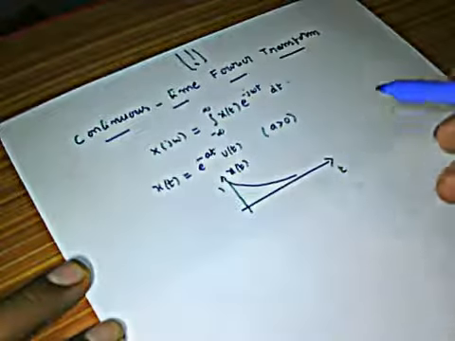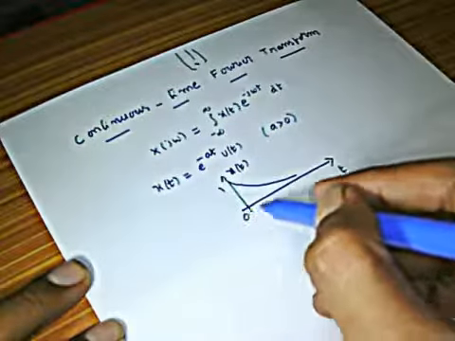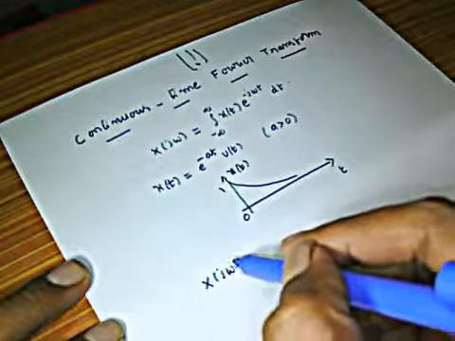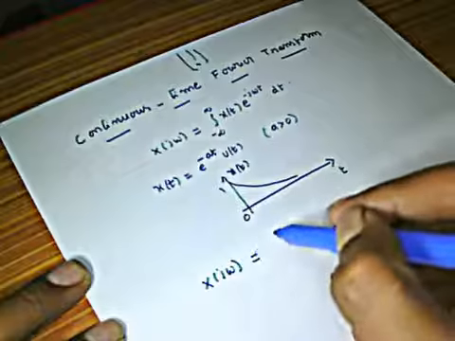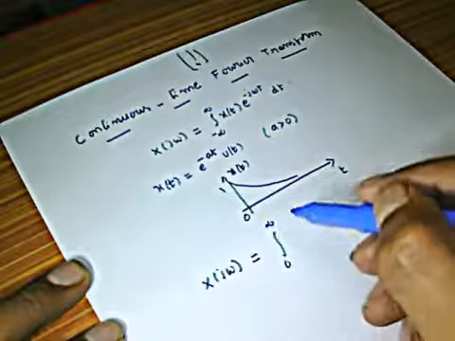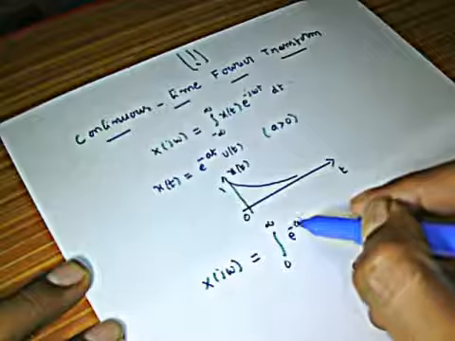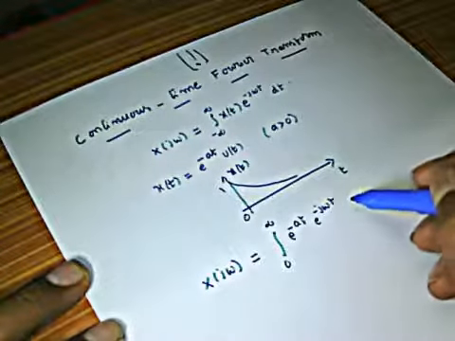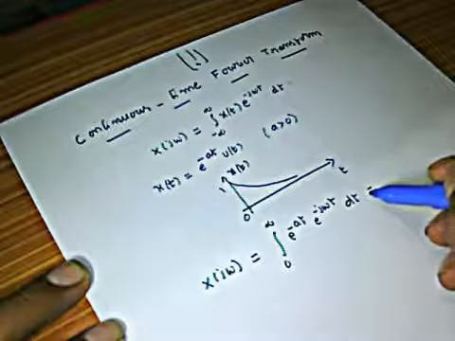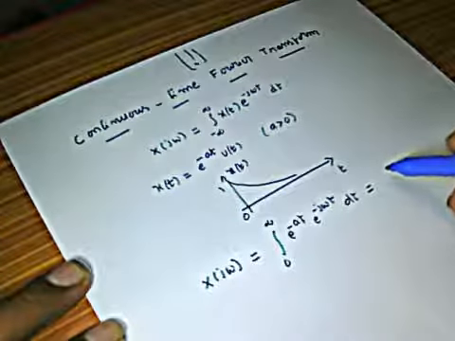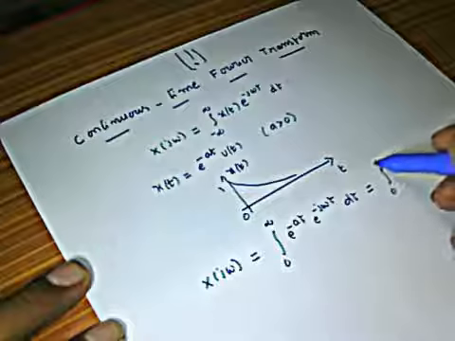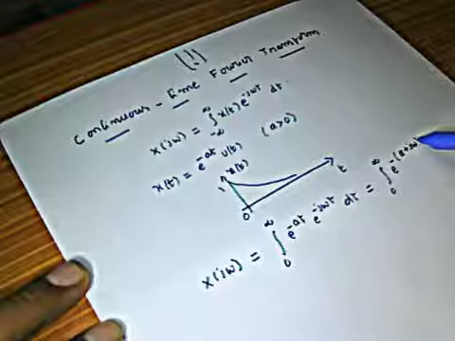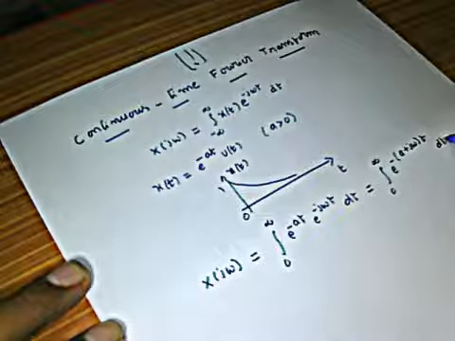As the signal exists from 0 to infinity, the integral in the Fourier transform will be from 0 to infinity e power minus a t into e power minus j omega t dt. So this will be equal to integral 0 to infinity e power minus of a plus j omega t dt.